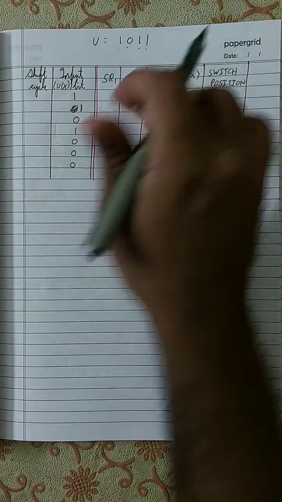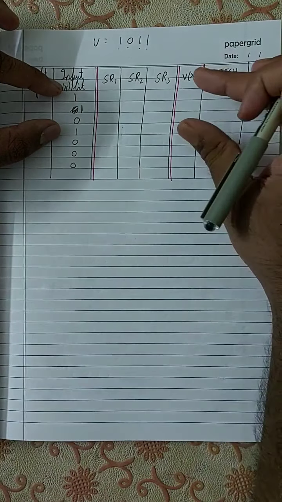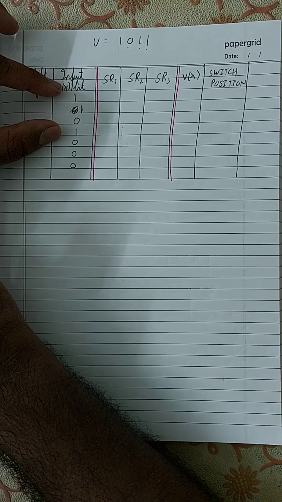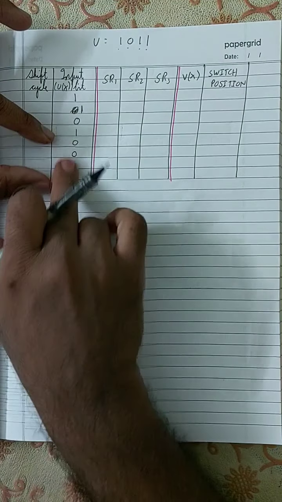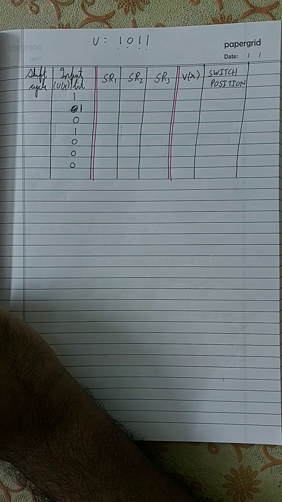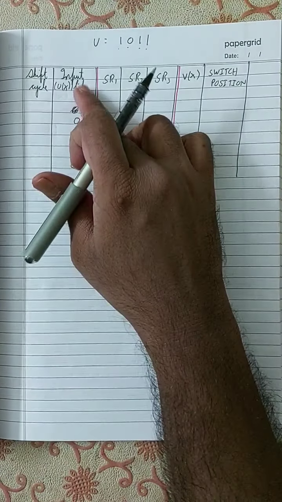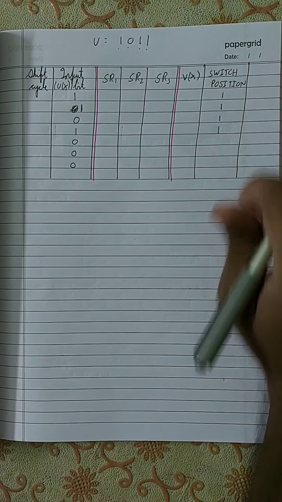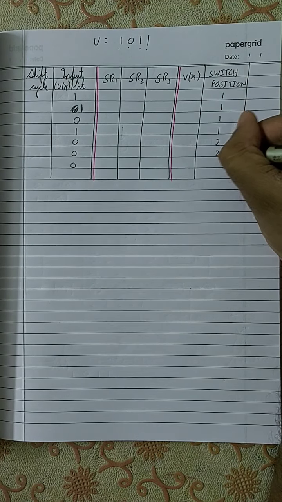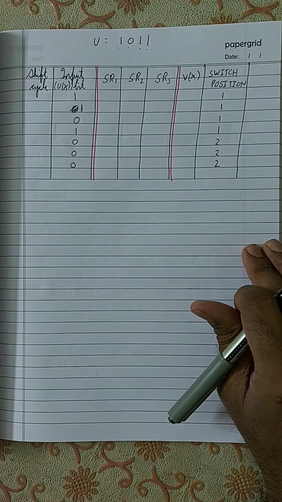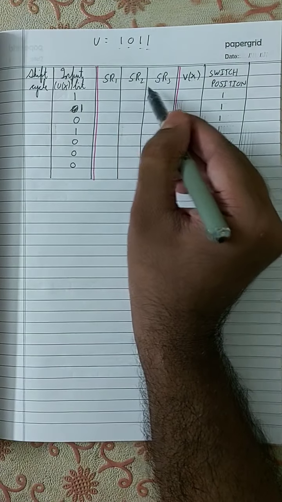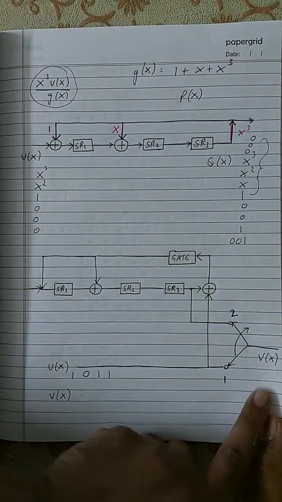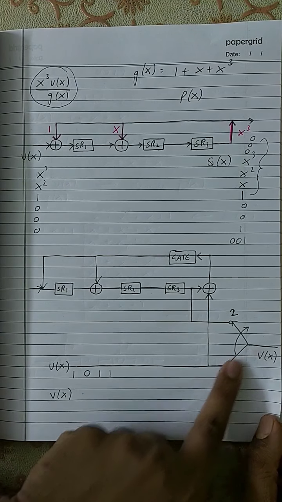During the transmission of these bits, the output of the division circuit will be the quotient. And during this time you will get the remainder. Also, during the transmission of your input bits, the switch will always be in position 1, and from here onwards, the switch will be in position 2. So what you need to know is the value of your shift registers. V of X is your output. This is the output, and the switch is in position 1.